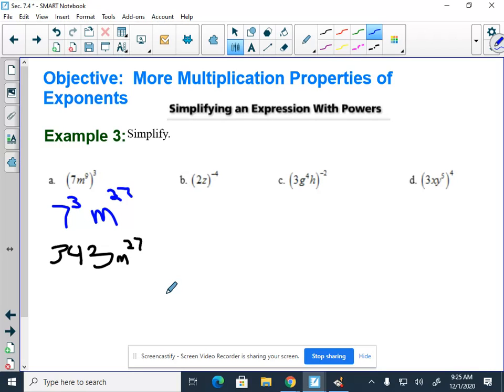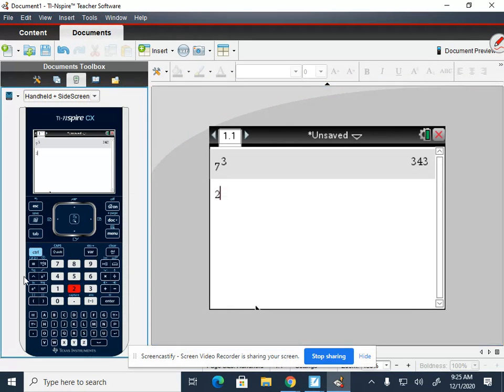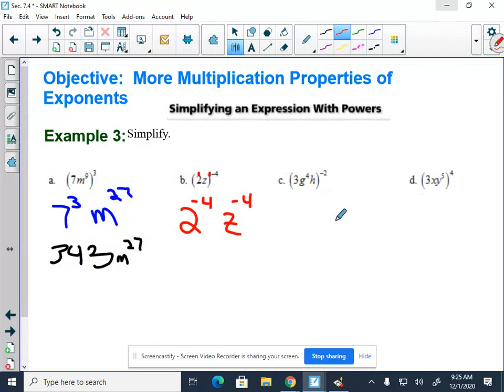All right, the next one. This 2 is to the first. This z is to the first. 1 times negative 4 becomes negative 4. 1 times negative 4 is negative 4. So they both become 2 to the negative 4, z to the negative 4. Let the calculator do some of the work. 2 to the negative 4 is 1/16.